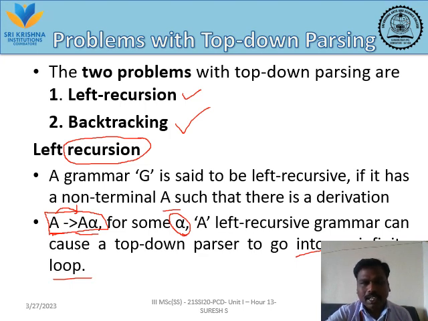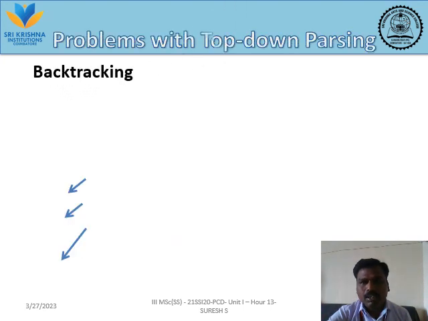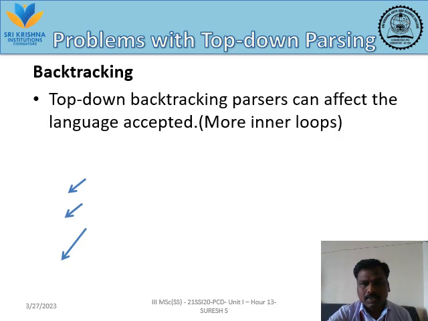So how does left recursion actually work? You can see it in the next slide, it is easy. You can understand here what backtracking is and why left recursion is a problem. So top-down backtracking parsers can affect the language accepted with more inner loops. As I said before, for example, consider this is the outer for loop. I could not write it properly with this mouse, so please consider this is a for loop. Inside the for loop, if we have another for loop, then we have multiple for loops.